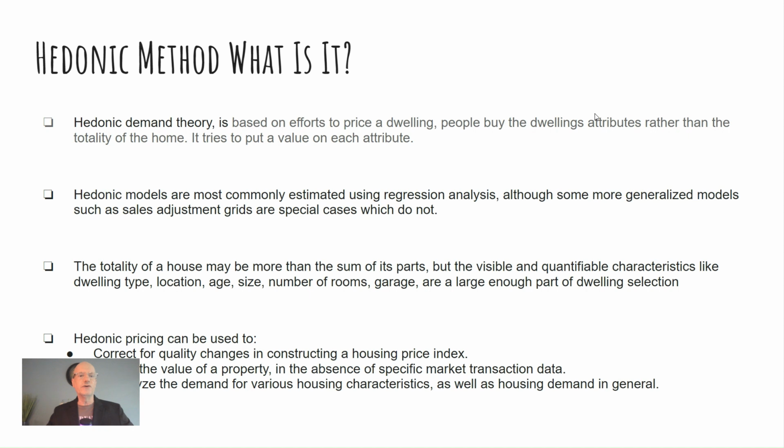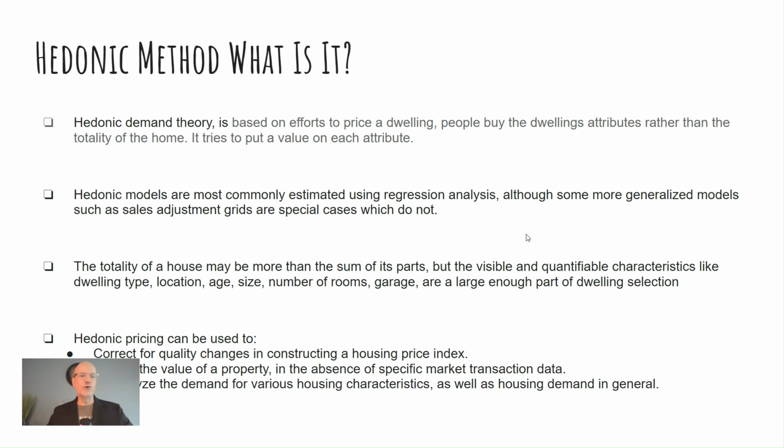Hedonic models are most commonly estimated using regression analysis, although some more generalized models, such as the sales adjustment grids, are special cases which do not require regression analysis. I prefer the sales adjustment grids, as opposed to the regression analysis, because it requires less math. Basically, I have nothing against math. I'm okay at math, but if I can get around it, I will.